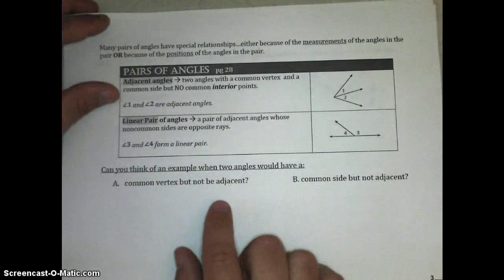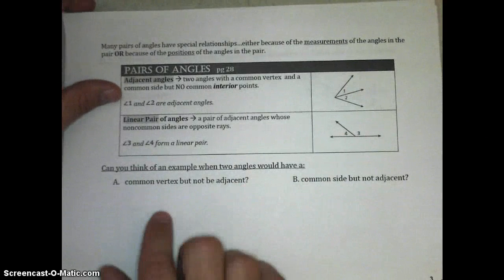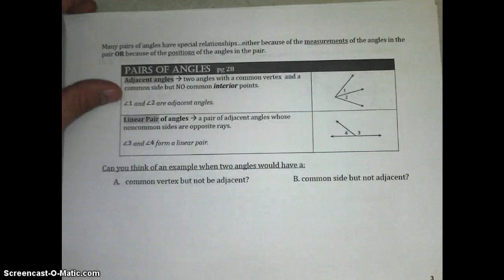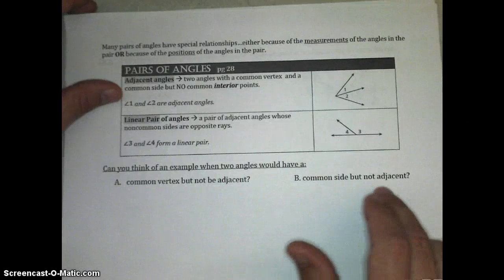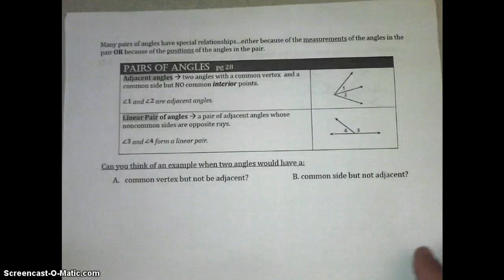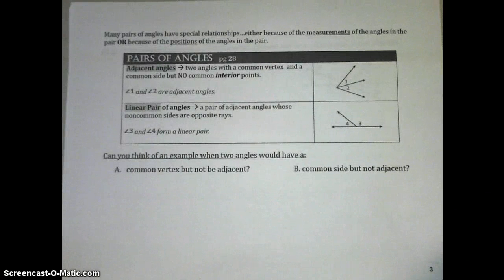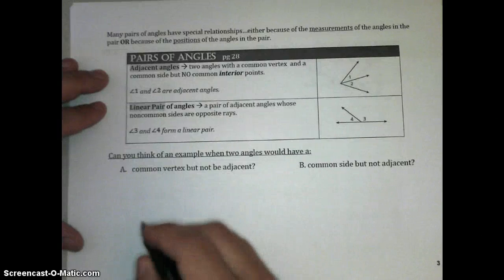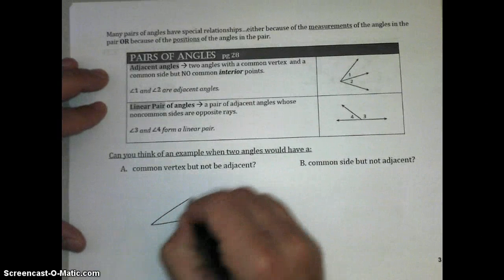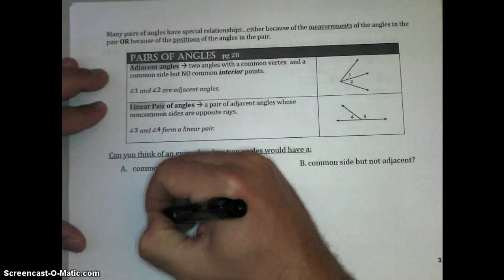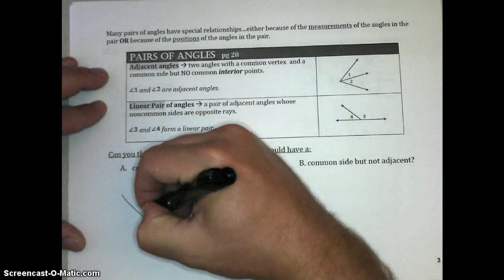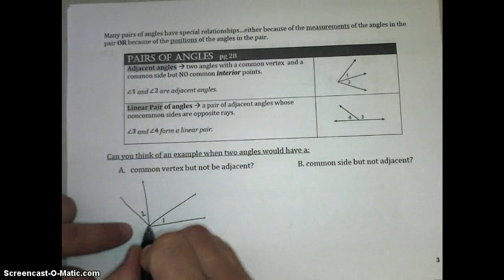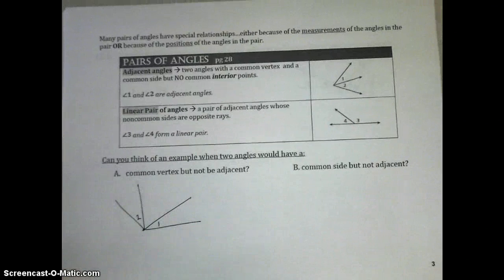So I want you to try and think of an example when two angles would have a common vertex but not be adjacent, and then also a common side but not be adjacent. See if you can draw those on your paper. If you can't think of anything, or if you already have yours drawn and you want to see what we should have, it would look like this if they have a common vertex but not adjacent. If I have angle 1 here and angle 2 there, angle 1 and 2 have a common vertex but they're not adjacent. They don't share a side.